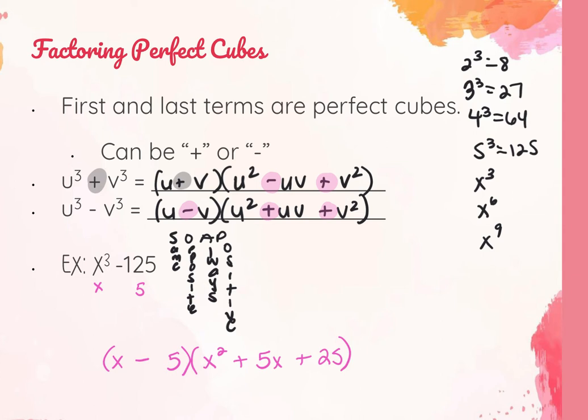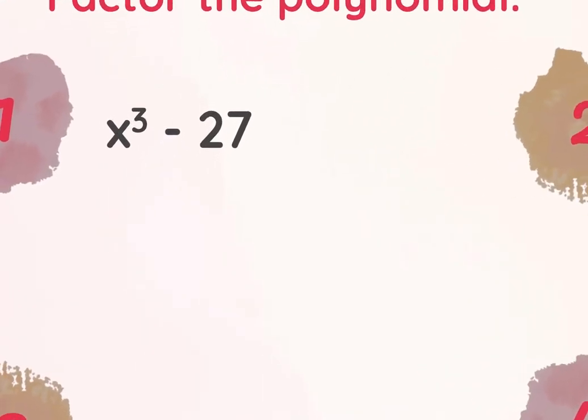What's the A in SOAP? It's always positive. All right, so we go to the first one. Are they both perfect cubes? Yes. What's the cube root of x to the third? X. What's the cube root of 27? 3. So it's x and 3. Again, we'll come back and fill in the sign. Then square the first one, multiply them together, and square the last one. Same, opposite, always positive.